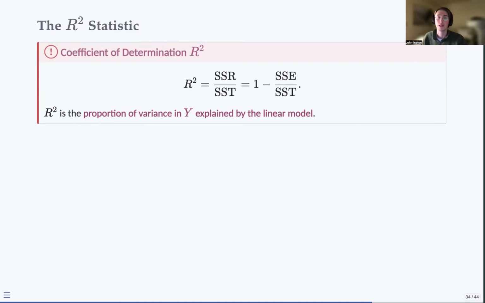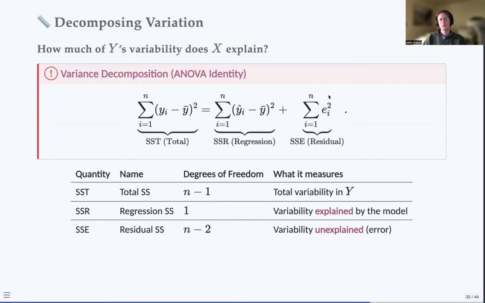From this, we can derive the R-squared statistic. The R-squared statistic can be thought of as the proportion of variance in Y explained by the linear model. This is just computed as the SSR over the total SST. And then that's equal to, because of the sum on the other page, 1 minus the sum of squared errors over SST, sorry.